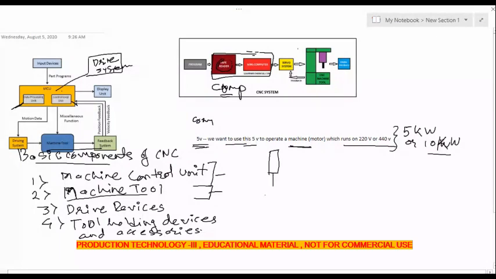And this interface, which takes the instructions or signals at 5 volt and operates a 5 kilowatt motor running at 200 volt or 400 volt, is the system that is called switch gear or switching mechanism.